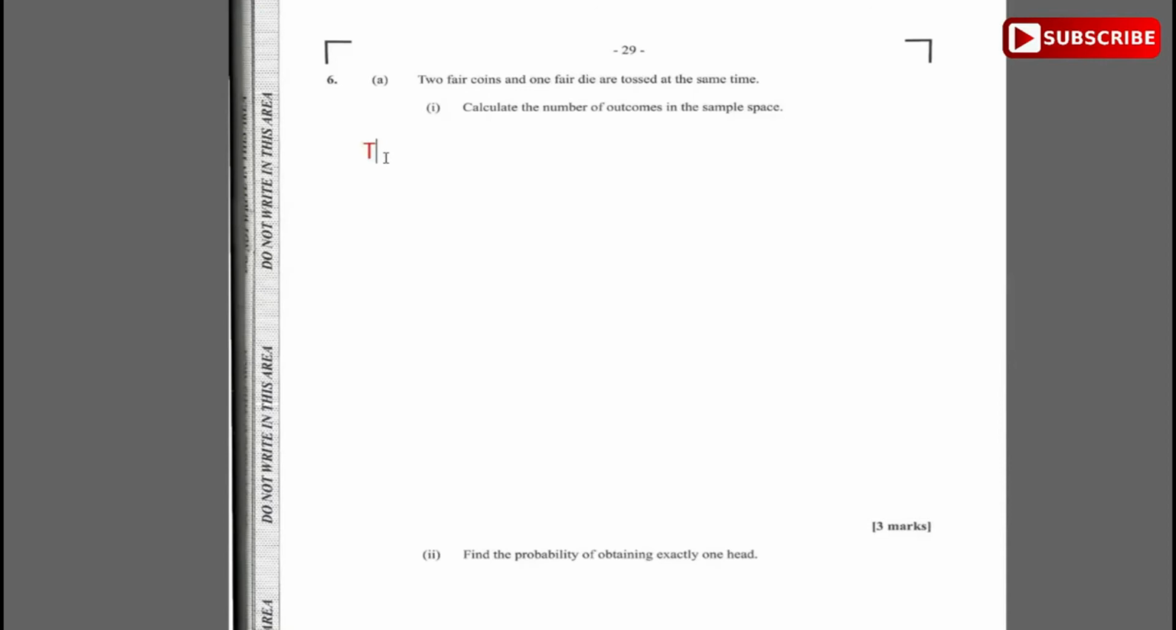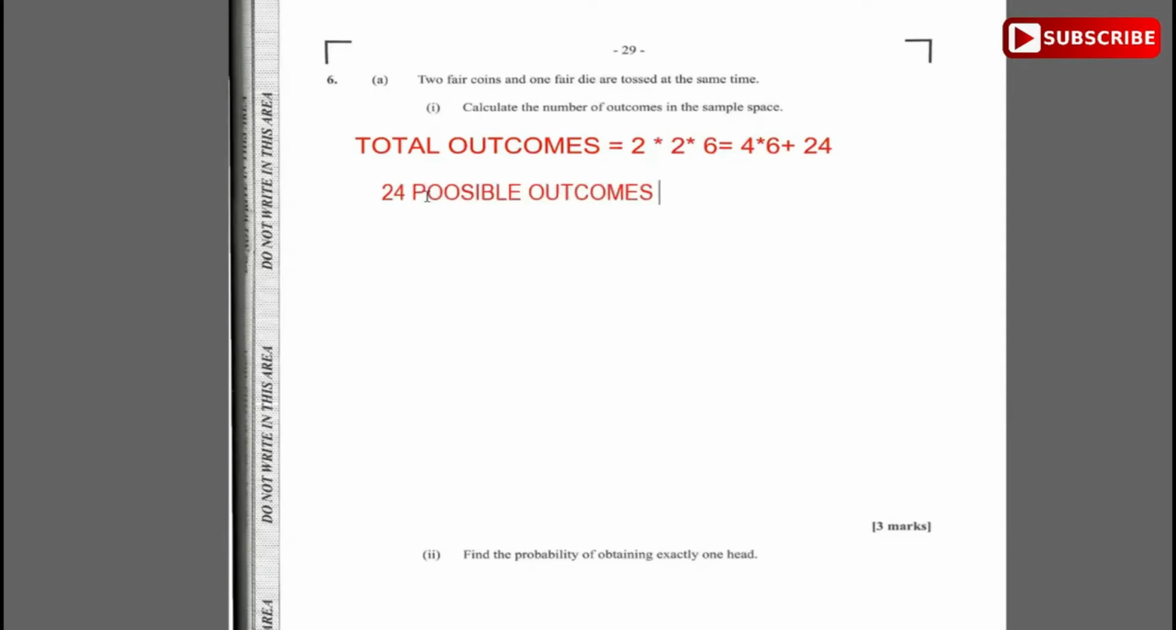So the total outcomes is going to equal the number of outcomes on each coin, which is 2 times 2, times the number of outcomes on the die, which is 6. So that's 4 times 6, which is 24. So there are 24 possible outcomes in the sample space.